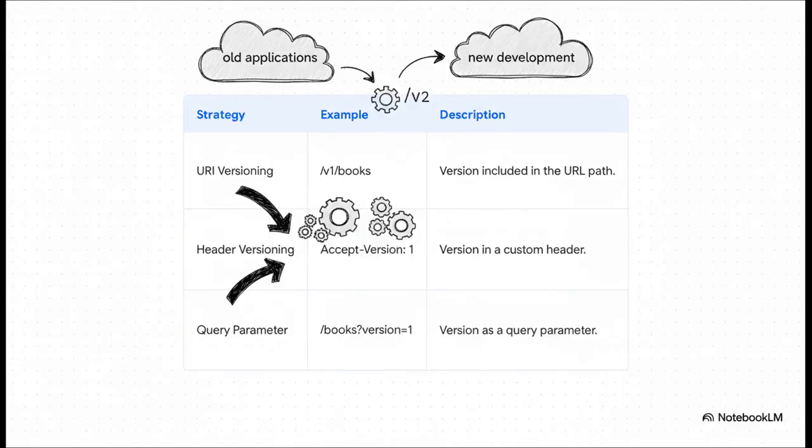You've got a few ways to pull this off, but honestly, one of them is way more common and straightforward than the others. That's URI versioning. You just put the version number, like v1 or v2, right there in the URL. It's so simple. This way, older apps can keep using v1 without a problem, while all your new development can start using the shiny new features in v2.